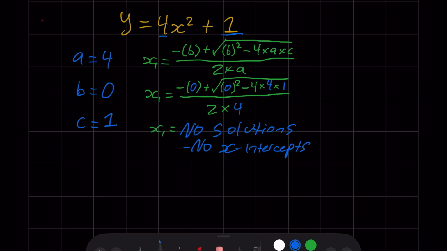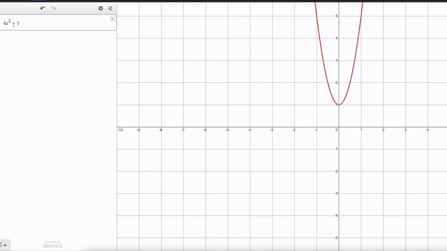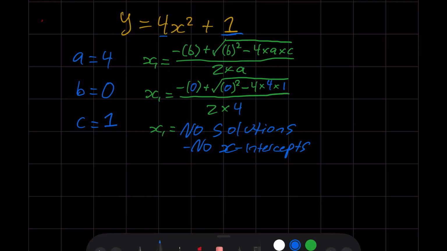If we check Desmos to see what's happening visually, you can see on the left, I've got 4x squared plus 1. On the right here, we come down, we hit 1 on the y-intercept, and then we go back up again. And at no point do we get anywhere close to this x-axis. So because we don't get close to the x-axis, that means there are no x-intercepts. So the formula told us that there were no x-intercepts, and so we can write no solutions or no x-intercepts.